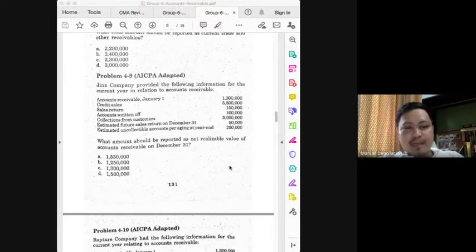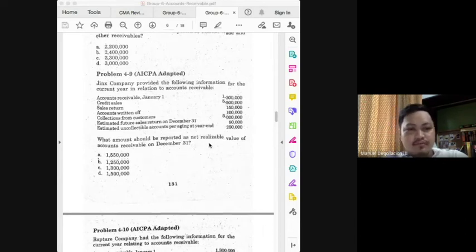So the gross balance was 1,550,000, less the allowance for doubtful accounts in the amount of 250,000, and less allowance for sales returns in the amount of 50,000. The net realizable value for our accounts receivable in this problem would be, bravo, 1,250,000.